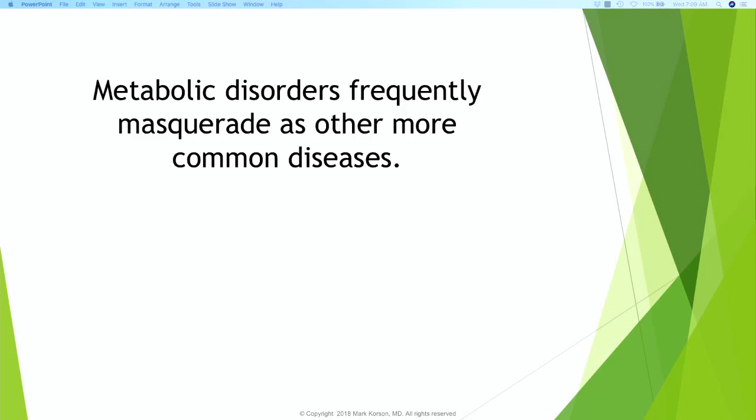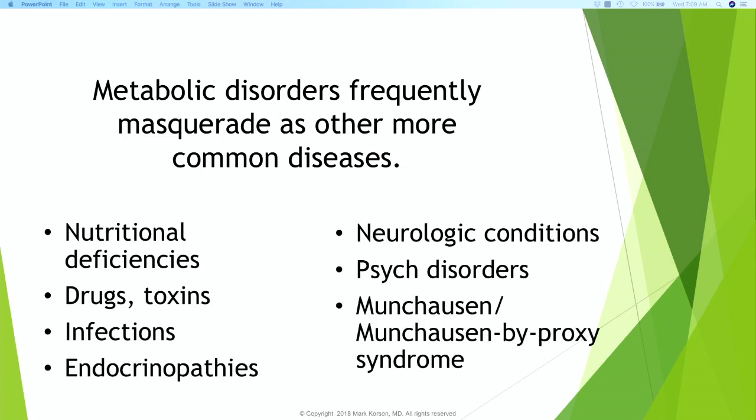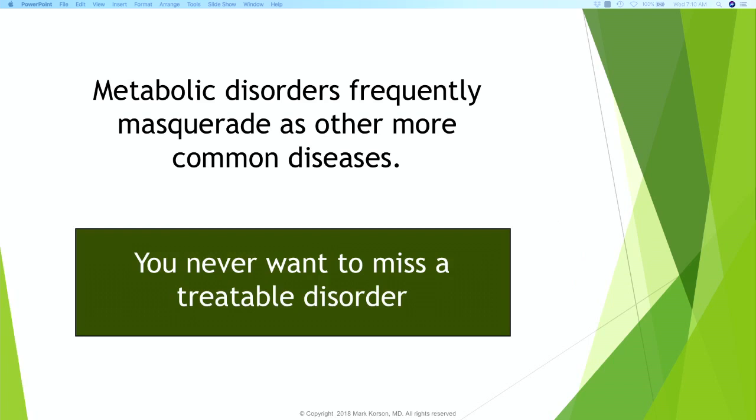So, onward. Metabolic disorders frequently masquerade as other common diseases. And so nutritional deficiencies like B12 deficiencies can cause rises of methylmalonic acid. Drugs, toxins, alcohol can cause encephalopathy and can mimic a metabolic disorder. Infections like encephalitis, endocrinopathies, adrenal or thyroid insufficiency can manifest symptoms that overlap with metabolic disease. Certainly neurologic conditions and psychiatric conditions, as I'll mention to you later, can mimic metabolic disease. And then, of course, Munchausen or Munchausen by proxy. But the point being, people think of more common diseases before they'll think of metabolic diseases. The problem is many metabolic diseases are very treatable. And you never, at the end of the day, want to miss a treatable disorder.